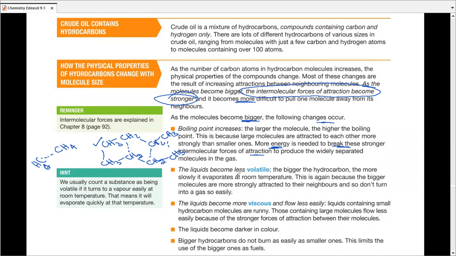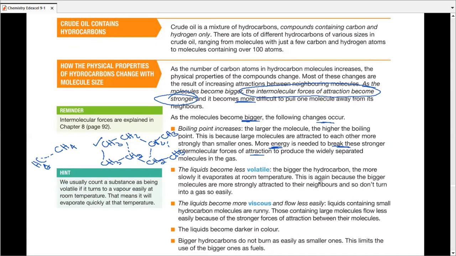Now, the liquids become less volatile as the molecules become larger. The bigger the hydrocarbon, the more slowly it evaporates at room temperature. Again, due to the attractive forces, the reason is the same as shown in this diagram. It's just that different properties are changed differently due to the exact same reason, intermolecular forces of attraction. So the liquids become less volatile since the vapors do not leave each other easily at room temperature, so it evaporates slowly, and that's solely due to the forces of attraction among them.